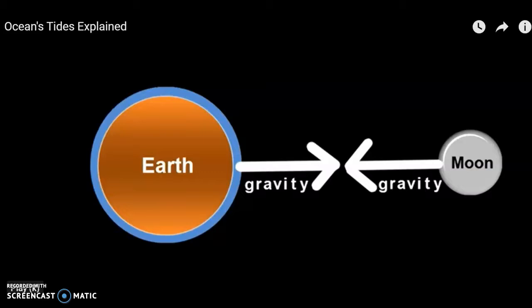And guys, that brings us back to our forces. When we talked about balanced and unbalanced forces, these forces are equal and opposite. They're balanced, and that's why the moon doesn't crash into the Earth and we don't go flying into the moon. It's a balanced system.